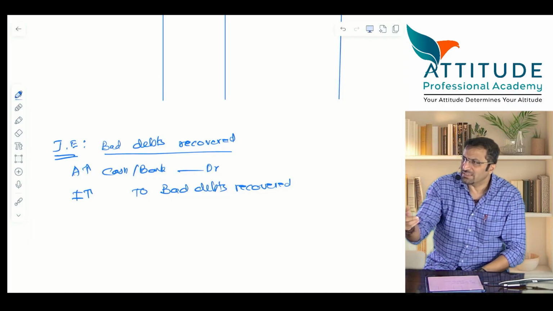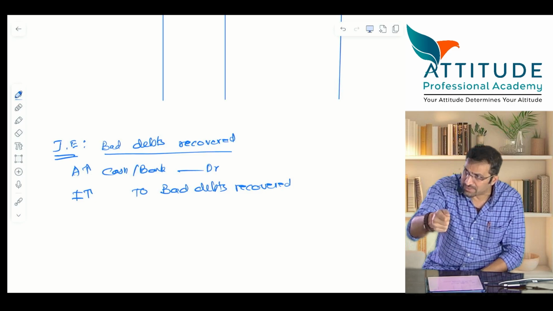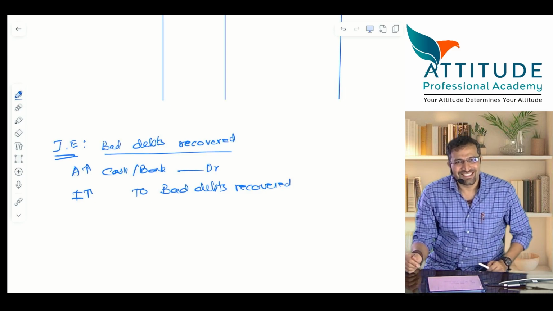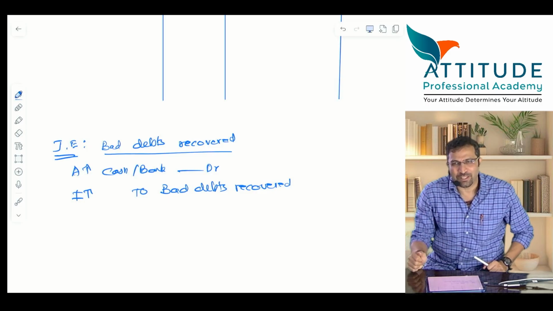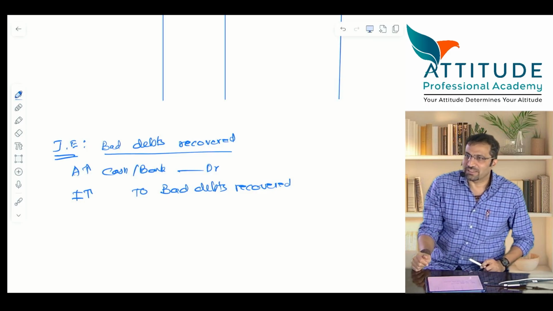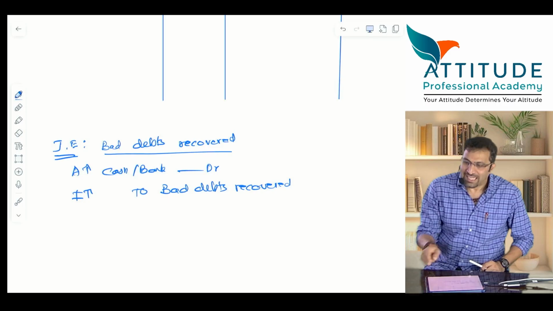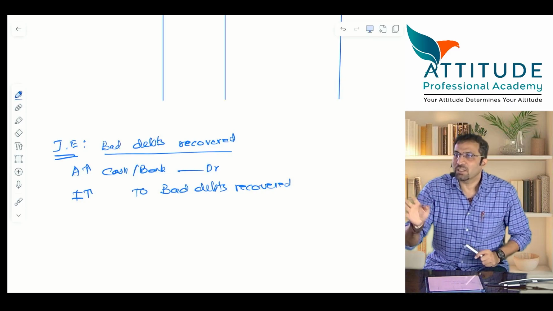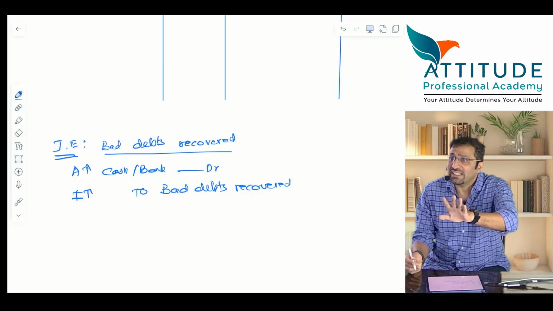Now after two months, I come and I say, take this 100 rupees. Two options you have. You'll say, sir, I have already closed your account, I don't want 100 rupees. Or you'll accept the 100 rupees. What will you do? You'll accept the 100 rupees. Tell me the entry: cash or bank account debit to bad debts recovered. You'll not say to Vinayak sir account. You'll never say debtors account. So bad debts recovered will not affect debtors account.